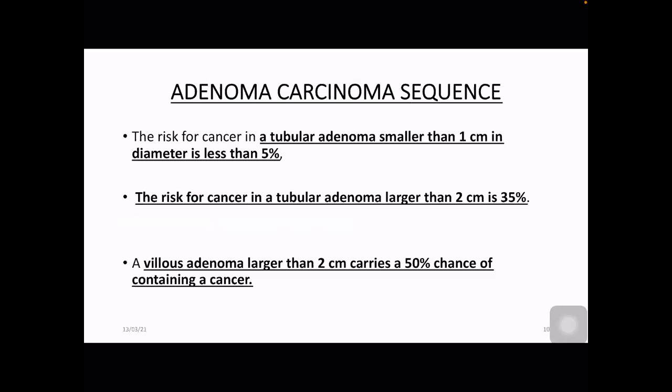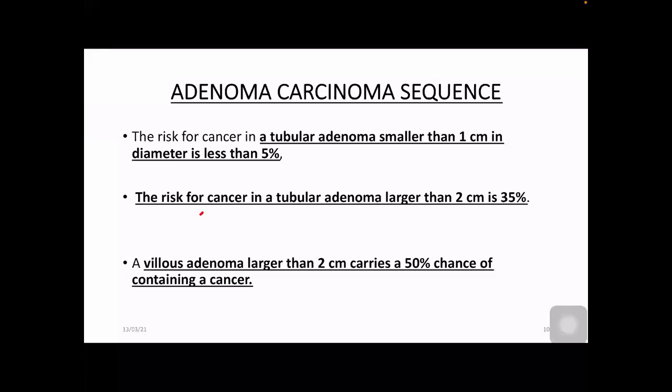Fine. The tubular adenoma is usually pedunculated, and the risk for cancer in a tubular adenoma smaller than 1 centimeter in diameter is less than 5%. So a tubular adenoma less than 1 centimeter has a very low malignancy risk. At the same time, the risk for carcinoma in a tubular adenoma larger than 2 centimeters is 35%. So a tubular adenoma per se doesn't mean that it is a very benign lesion. It also depends on the size of the lesion. If the tubular adenoma is larger than 2 centimeters, the risk of malignancy is about 35%.